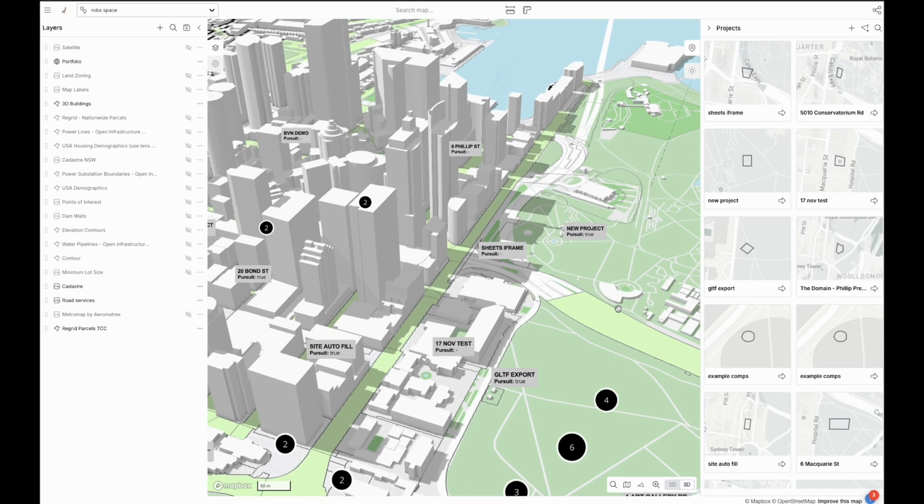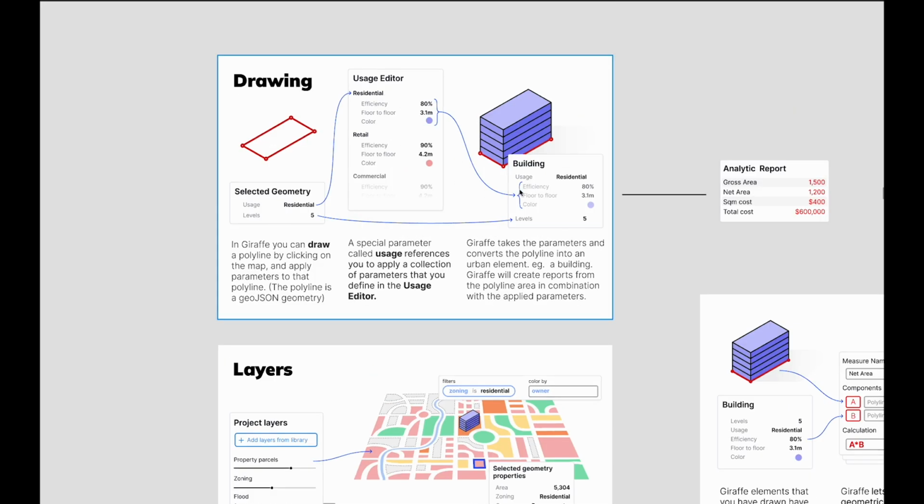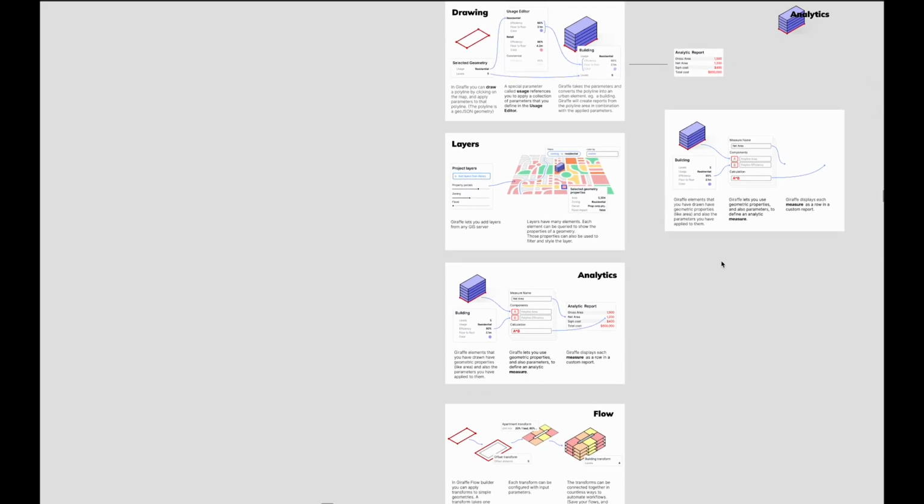So it's kind of like one of those snakes that eats its own tail. A Giraffe project is just a geometry with properties. Inside the Giraffe project, it's just geometries with more properties, some of those properties bring even more properties through the usage table of properties, and then the analytics reads those. And that's the way the Giraffe system works.